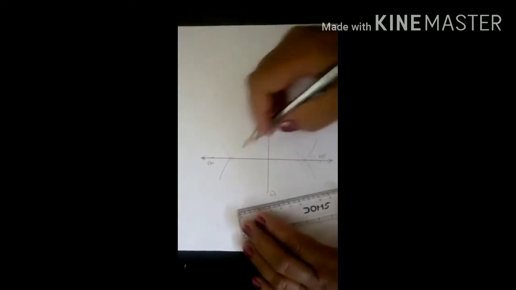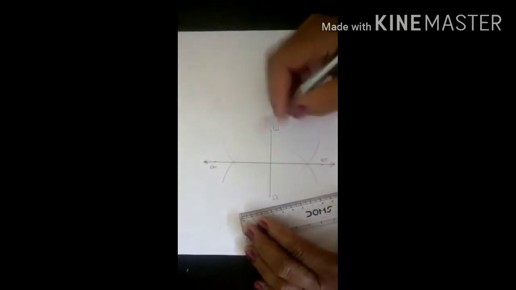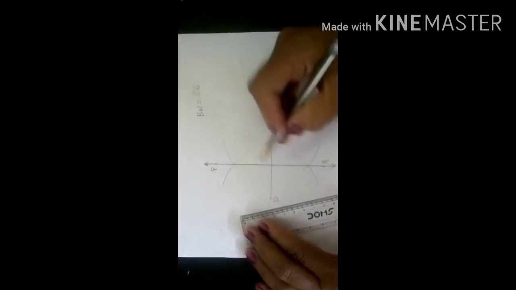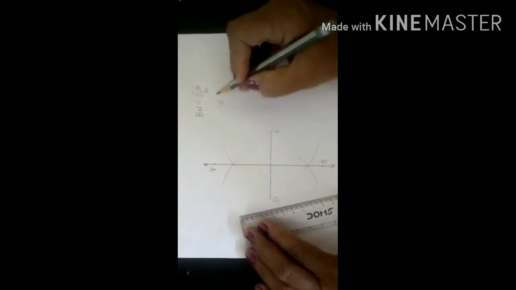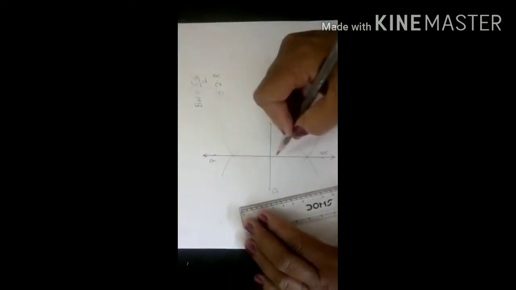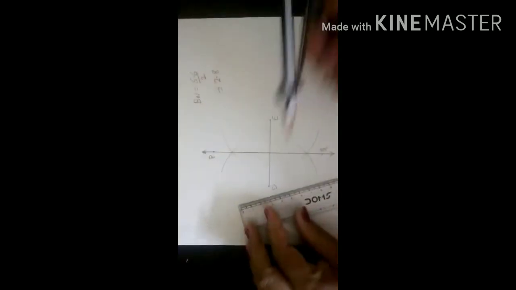Now this line, that is BN, is given 5.6. So BN equal to 5.6. So we have to make it half. So 5.6 divided by 2 equal to 2.8. So this will be 2.8 and this will be 2.8. So now we have to take the measurement of 2.8.